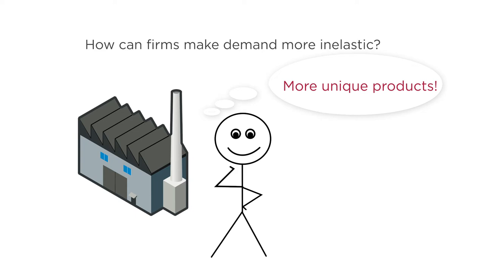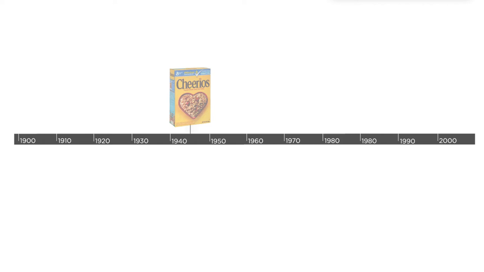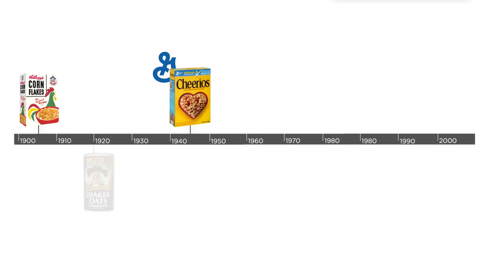This is a fundamental force driving the creation of new products, an effort to make profits by reducing the substitutability of your good for others. A great example is one you may have had for breakfast this morning, apple cinnamon Cheerios. Cheerios have been around for a long time. General Mills introduced them during World War II. Back then, Cheerios didn't have much competition in the breakfast cereal market. It was Cheerios, Corn Flakes, Quaker Oats, and not much else.